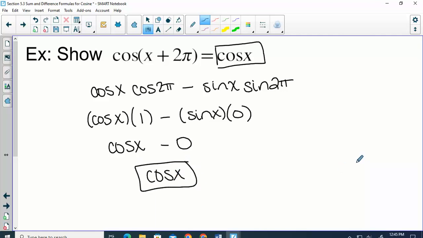Do we need to show the cosine of x minus 0? I would ask that you show this step so I can tell you evaluated. Other questions?